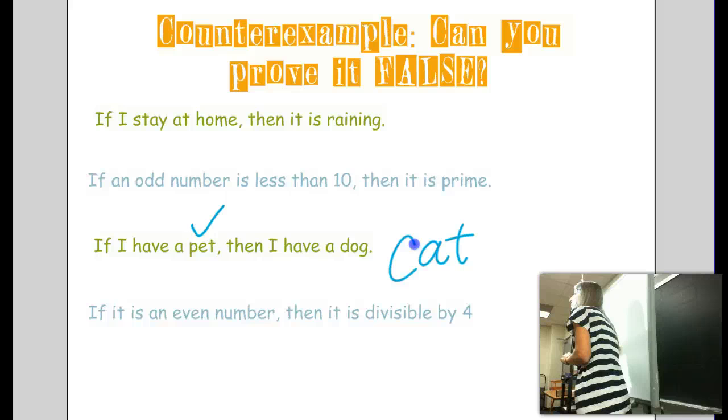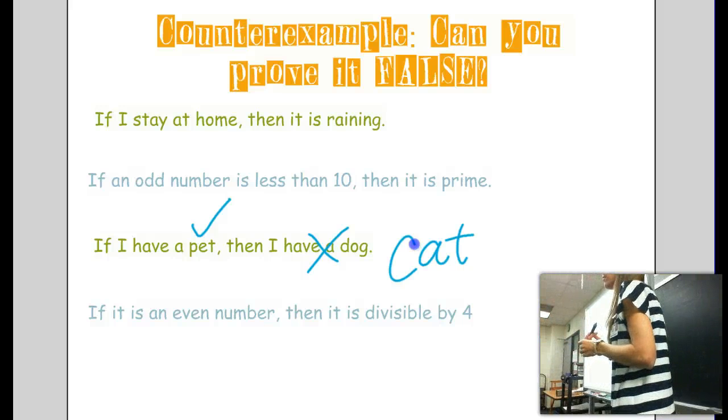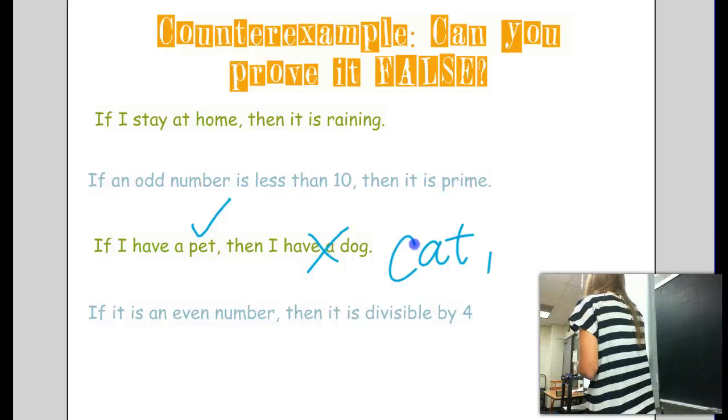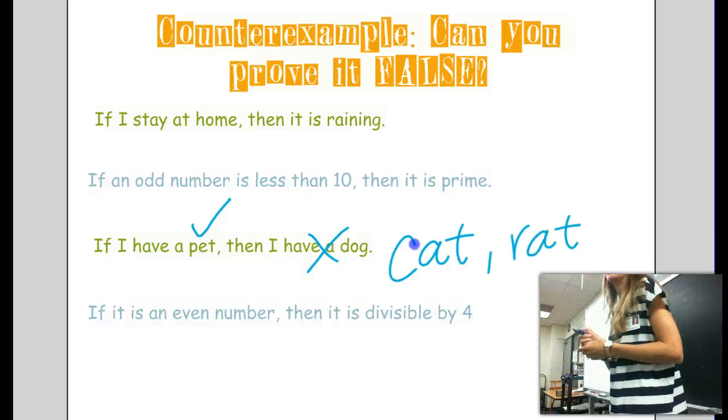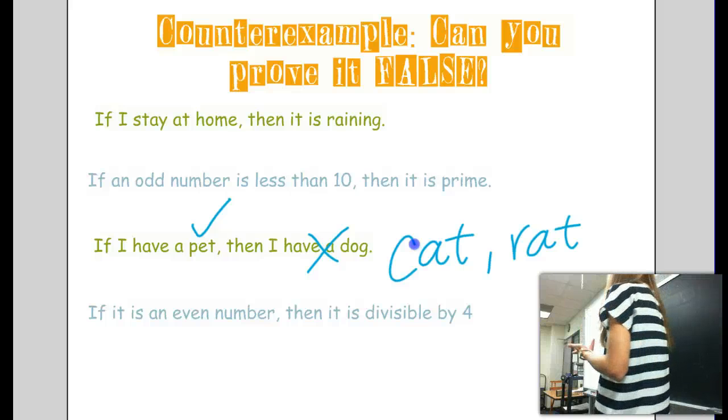You make this true and this false. So I want you to name a pet, and I don't want it to be a dog. Give me an example. A rat. Okay. A bat. I haven't heard of very many pet bats, but okay. A fish.